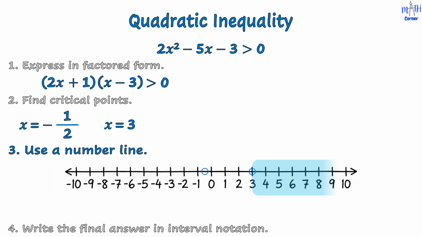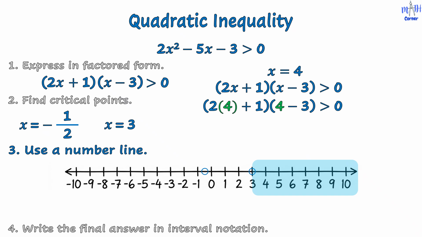Last interval, right of 3. Let's choose x equals 4. Substitute. 2 times 4 plus 1 equals 9. 4 minus 3 equals 1. 9 times 1 equals 9. It is greater than 0. This interval satisfies the inequality.